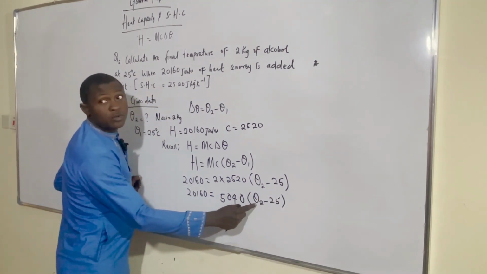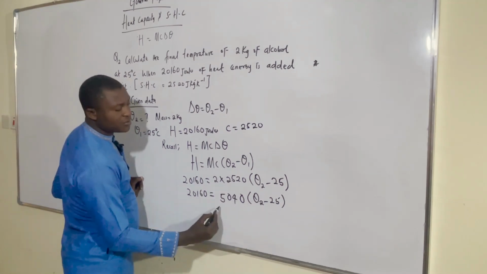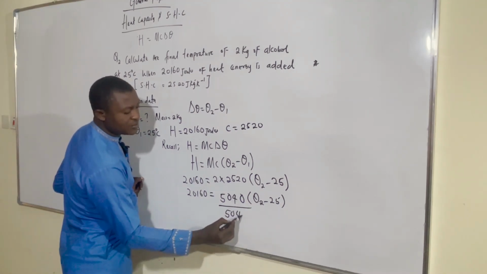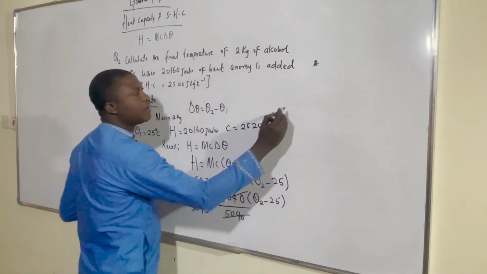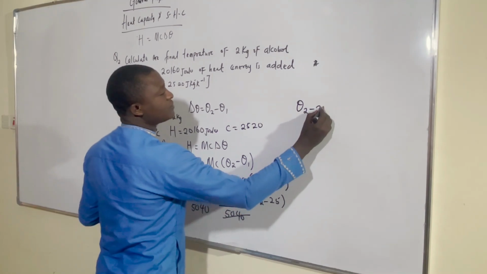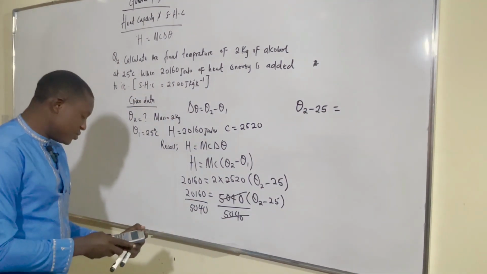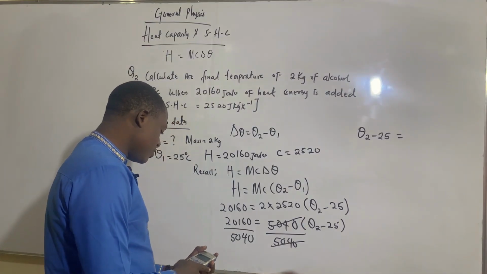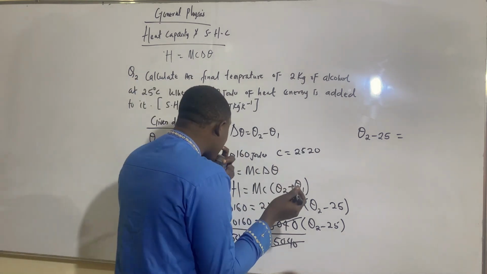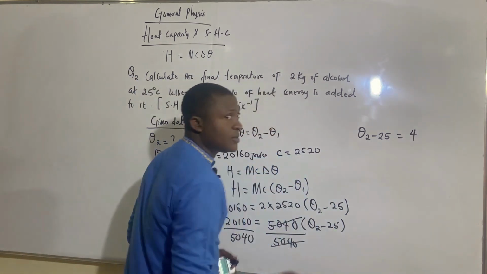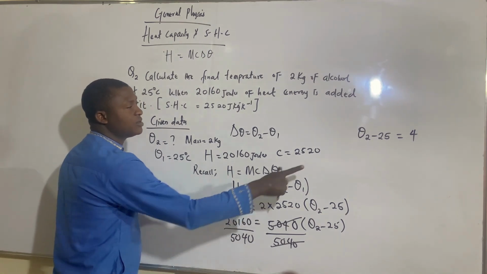Since what I'm looking for here, you can do it in two ways. If you like, open the bracket with this, or if you like, firstly divide all through by 5040. If this cancels this, I will have temperature 2 minus 25 is equal to 20160 divided by 5040. If you do that, we are going to have 4 as our result. That is 20160 divided by 5040. The answer should be 4.